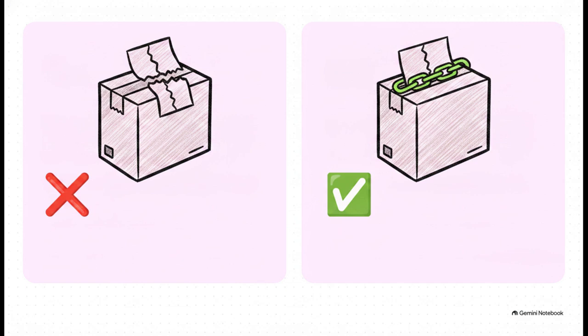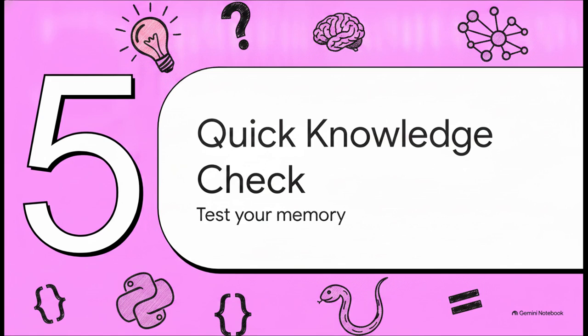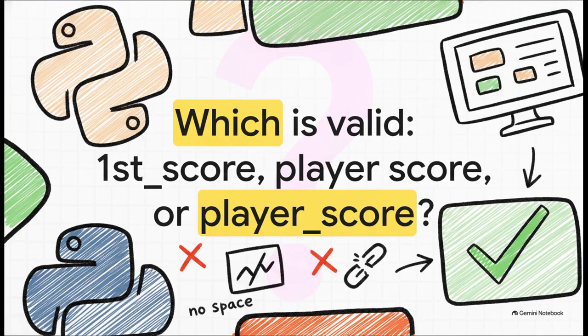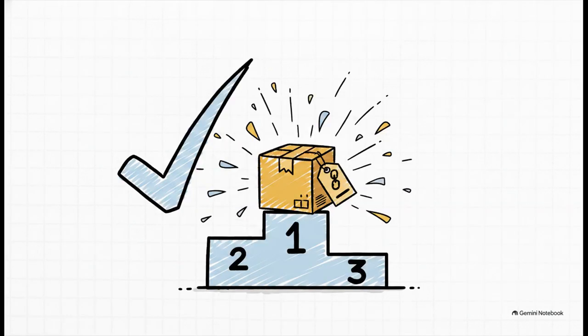Section 5, quick knowledge check. Let's test your memory. Okay, it's time for a quick interactive check to make sure those naming conventions really stuck. Applying the hard rules we literally just went over, which of these is a valid Python variable name? Is it 1st score, player score with a space, or player_score with an underscore? Take a couple of seconds to think about it. Did you pick player_score with the underscore? If so, you nailed it. Just to quickly recap why. 1st score is out because it starts with a number, and player score is a no-go because of that space. But player_score with the underscore, that follows every single rule perfectly.